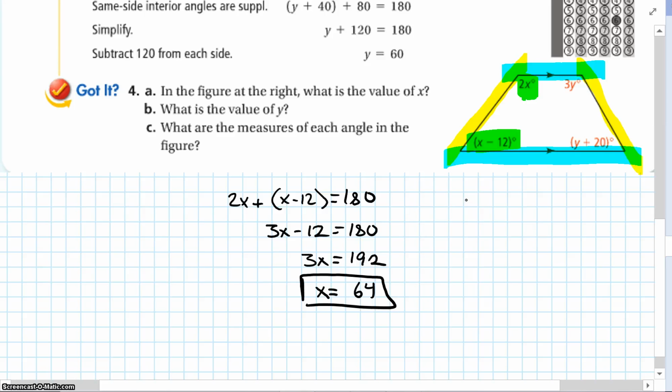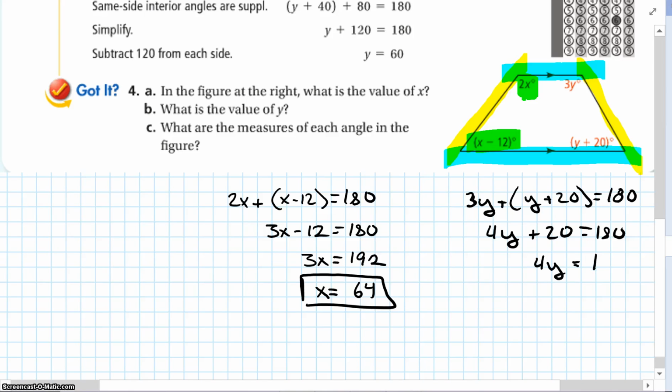So I can do the same thing. I can say 3y plus y plus 20 equals 180. Sum like terms, so I'm going to get 4y plus 20 equals 180. Subtract 20 from each side, so I'm going to get 4y equals 160. Divide each side by 4, y equals 40. So that's part B.